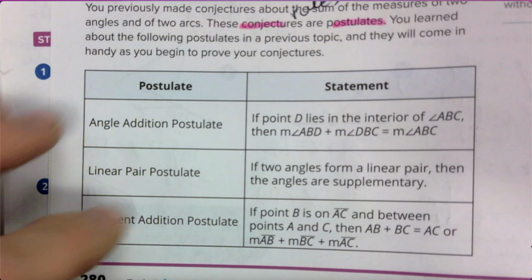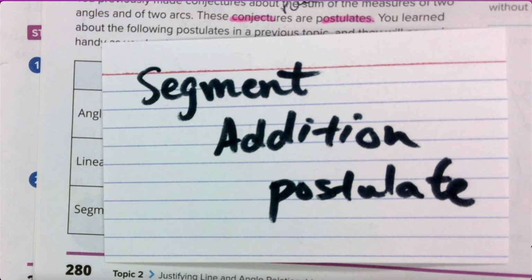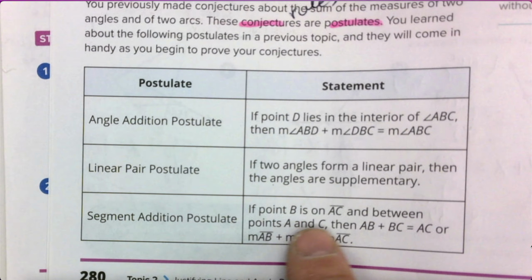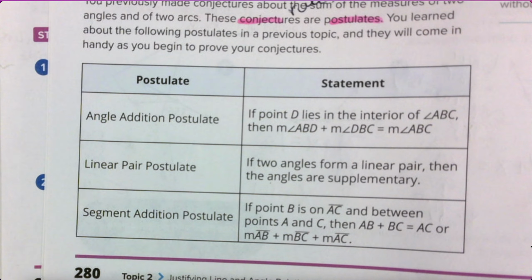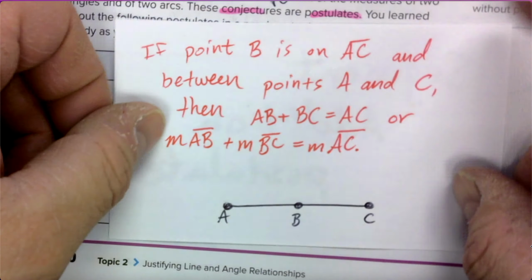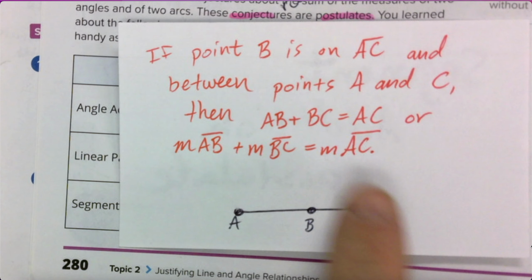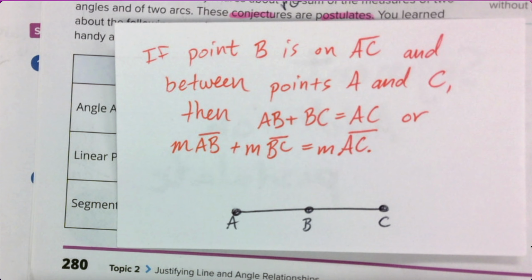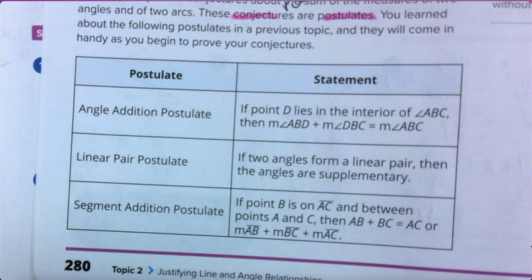Again, the magic of YouTube. Segment addition postulate. If point B is on segment AC and is between the points A and C, then AB plus BC equals AC, or the measure of AB plus the measure of BC equals the measure of segment AC. So there's your segment. We added them together. That is it for page 280.